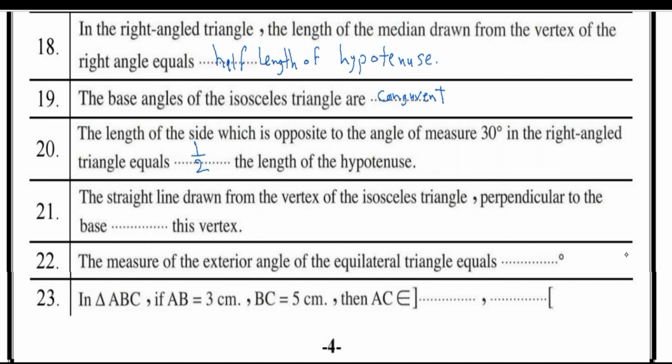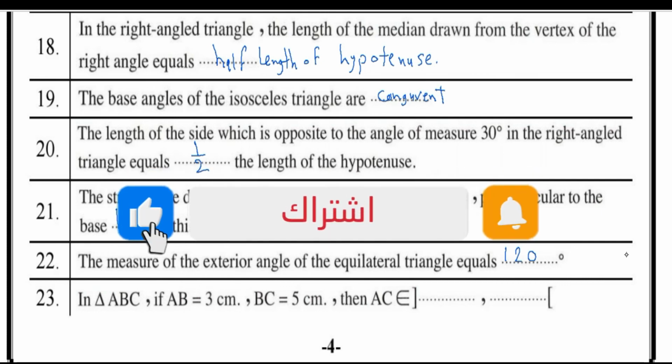The straight line drawn from the vertex of an isosceles triangle perpendicular to the base bisects the vertex angle, which is the axis of symmetry of the isosceles triangle. The measure of the exterior angle of an equilateral triangle is 120 degrees. In triangle ABC, AB is 3, BC is 5, the third side lies between the difference and the sum: 5 minus 3 is 2, 5 plus 3 is 8, and it is an open interval.